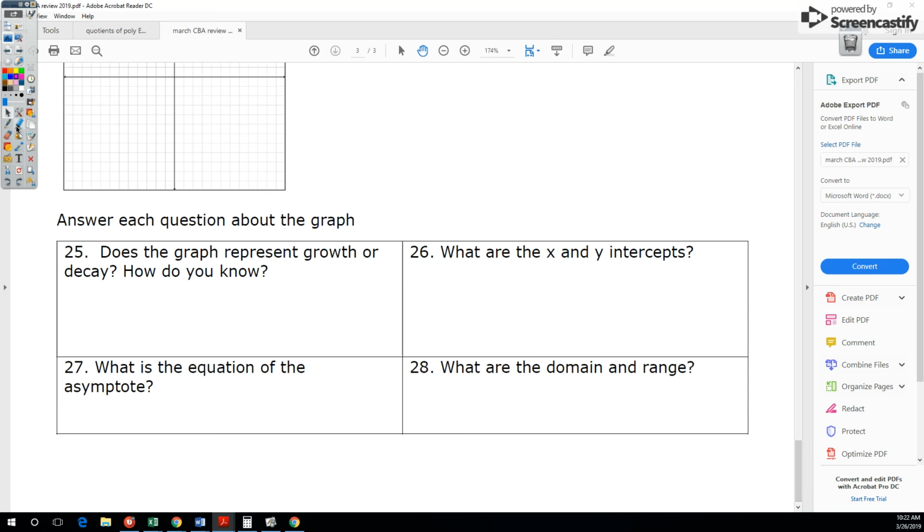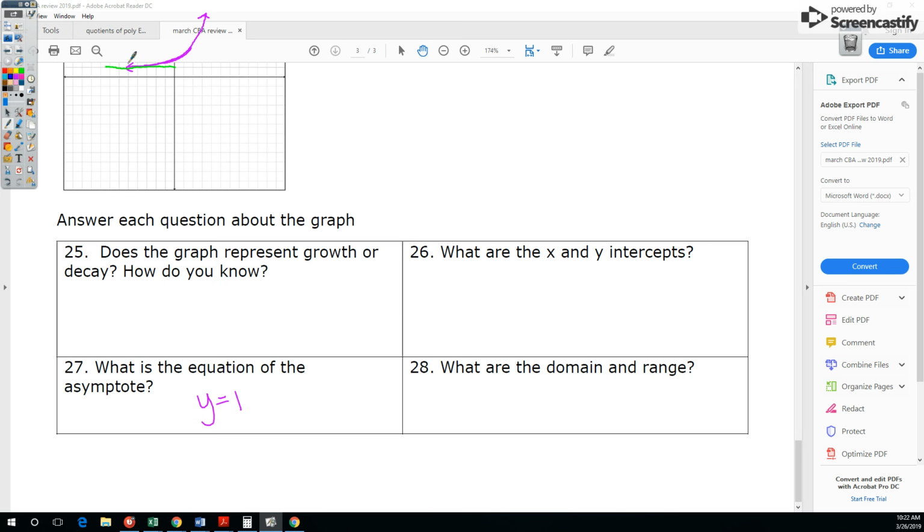The next question asks about the equation of the asymptote. So you can see that our graph kind of almost flattens out here at 1. And that is going to be our asymptote. It's the line that our graph is approaching as our graph gets more and more negative. Horizontal line, so it's y equals 1.